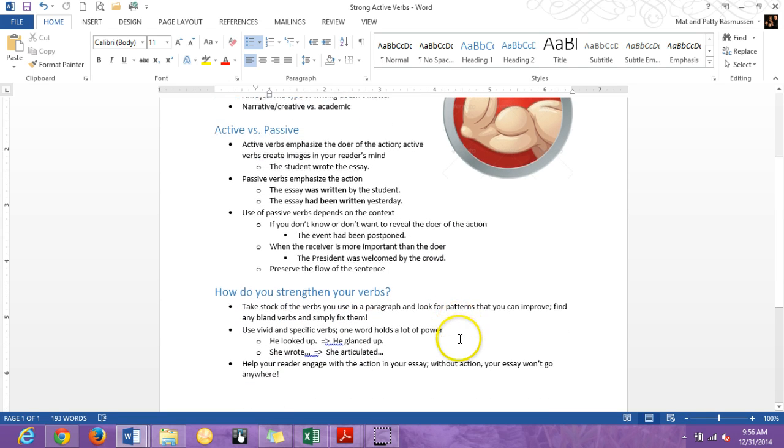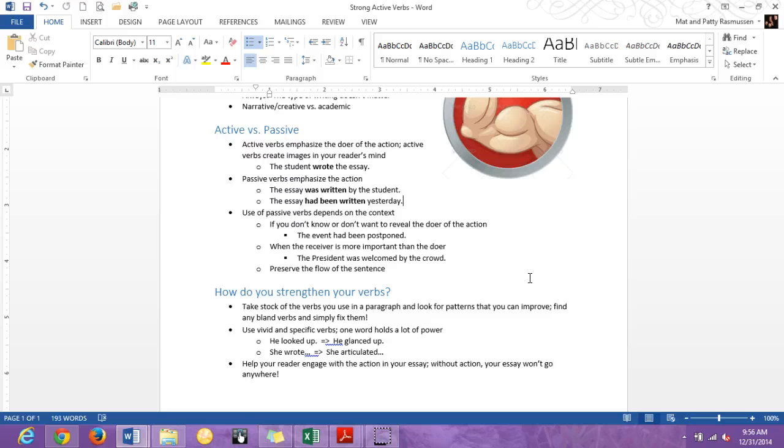So there really are times when passive voice is appropriate, but for the most part, in any type of writing, you want to really focus on your active verbs and keeping your verbs active. All right, so how can you strengthen your verbs if you find that you need help in this area?